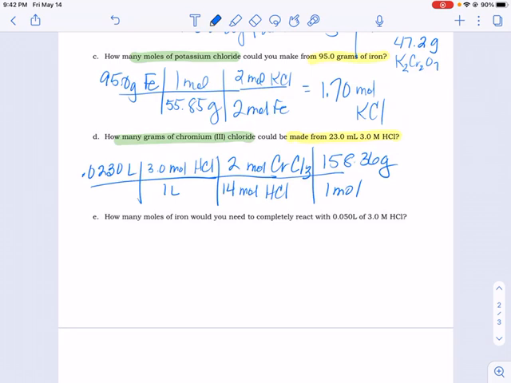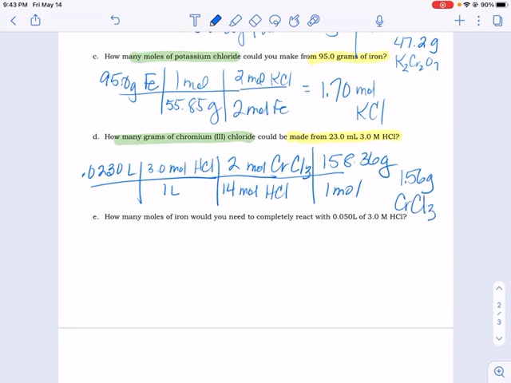I'm going to have to calculate it because I don't have it pre-calculated. That didn't work. Let's try it again. .56 grams of CrCl3.